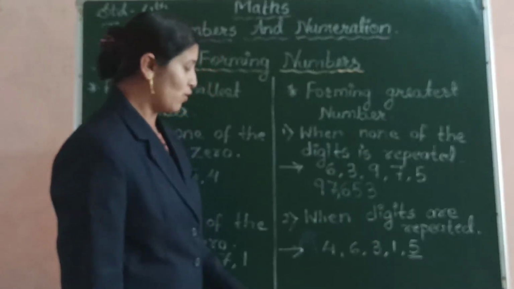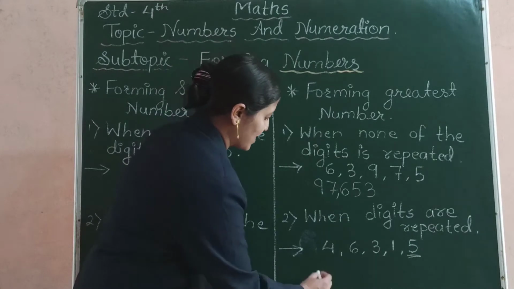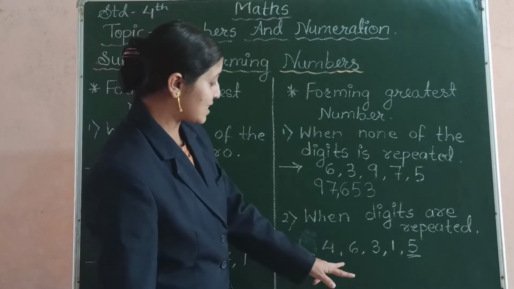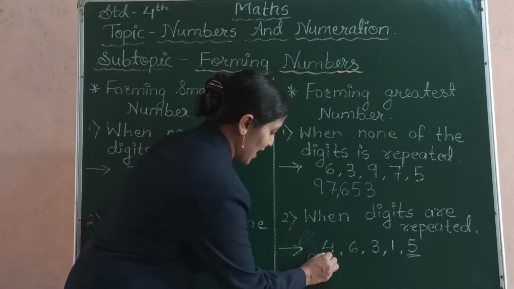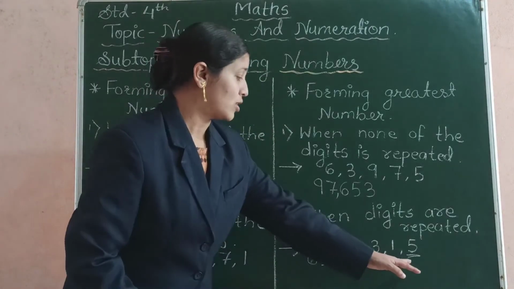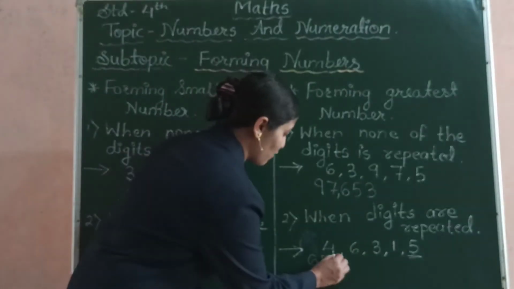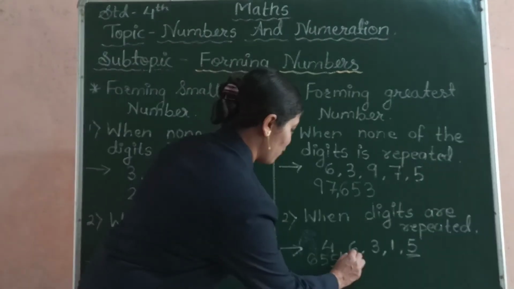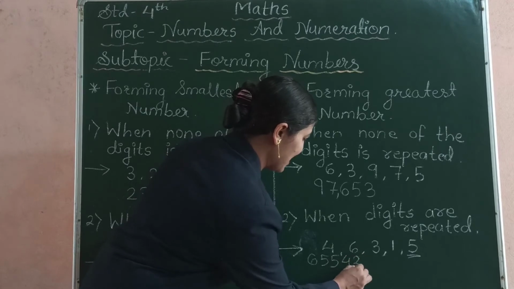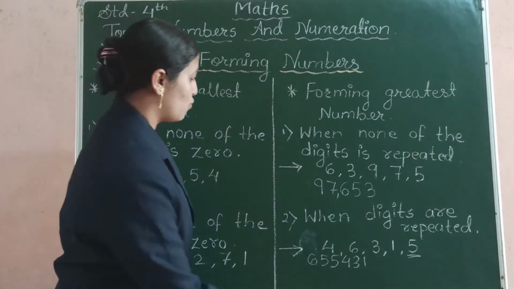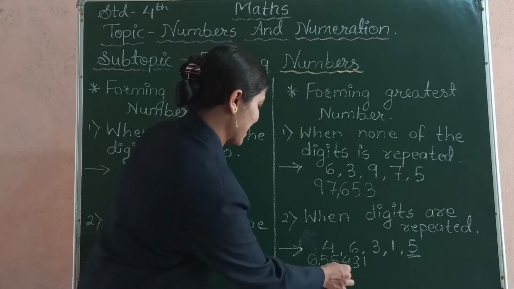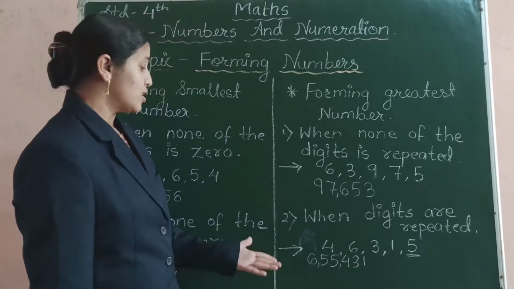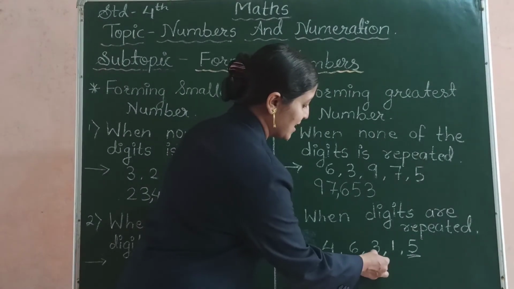So let us see how to form it. The greatest digit among all these is 6. So I have placed the 6 to the extreme left. The next digit is 5, and we have been asked to write the 5 two times. So I will use the 5 one more time, and next to 5 we have 4. The next is 3 and the next is 1. So we form the number 6,55,431.